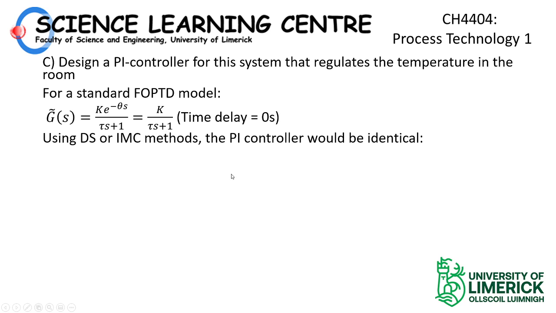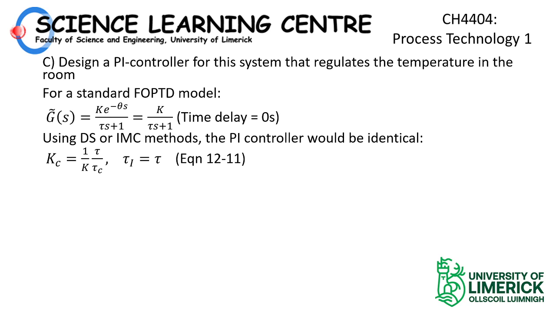Now, we can use the direct synthesis method or the IMC method. In both cases, we will get exactly the same controller because we don't have any time delay. And what these methods tell us is that we basically set tau I to be equal to tau of our system. And we set Kc to be 1 over K times tau over tau c. Tau c here is our desired time constant of the system.